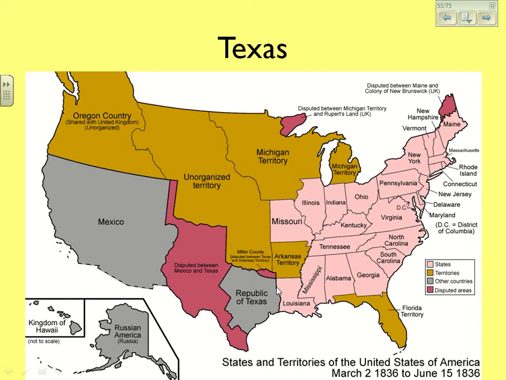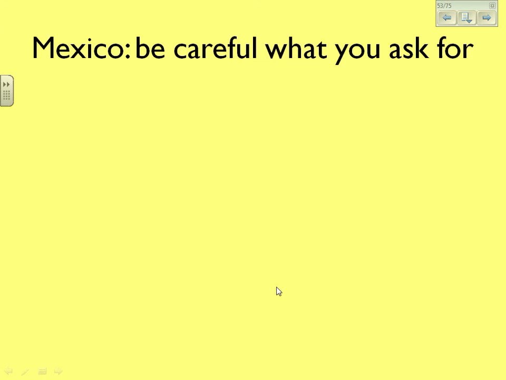So we're going to see how this situation came about, and what it means for Mexico, for the United States, for the Texans, and for others as well. Okay, so the story. Now, Mexico had recently gotten their independence from Spain around 1821. And then we'll see. Here's a lesson: be careful what you ask for.